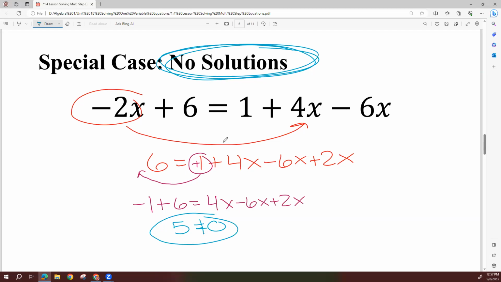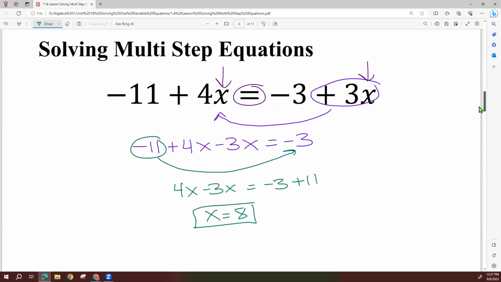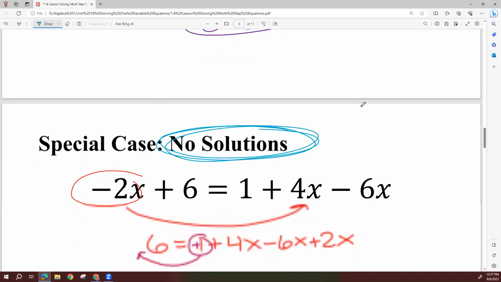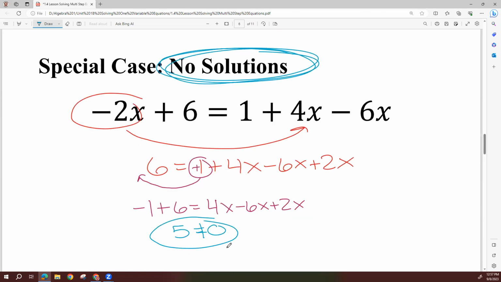So there are three types of answers you can get when solving an equation. You can get an answer where you end up like this, where we have our variable, whatever it is, x or b, and it ends up equal to a number. Or we can end up with one like this, where we have two sides of the equation at the end where we can't solve anymore that are equal to each other. That is all real numbers or infinite solutions. And then finally, we have one where we end up with two things that are not equal to each other. And so that means there's really no solution to this equation. And so we would say there is no solution.